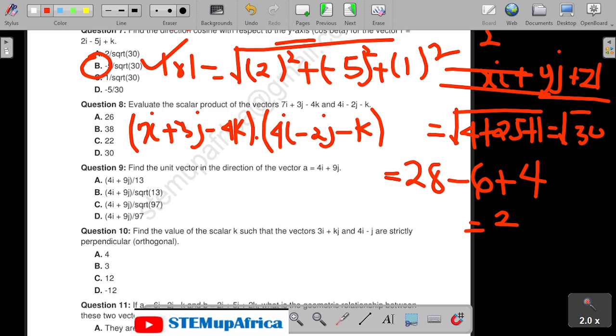This is minus 2, 26 is our answer. 26, option A.